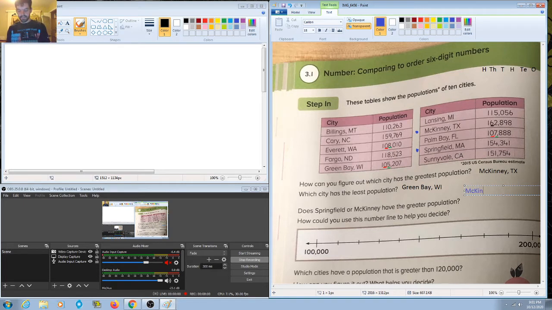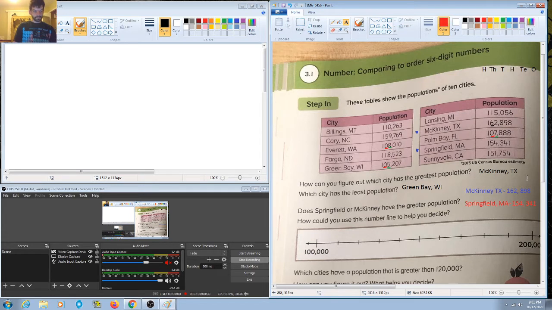So we have McKinney, Texas, I'll keep it in blue, with 162,898, and then I'll change the color and go to Springfield, Massachusetts, to 154,341. Okay, so now the question is, which one has the greater population? And you can use the number line to help you decide.